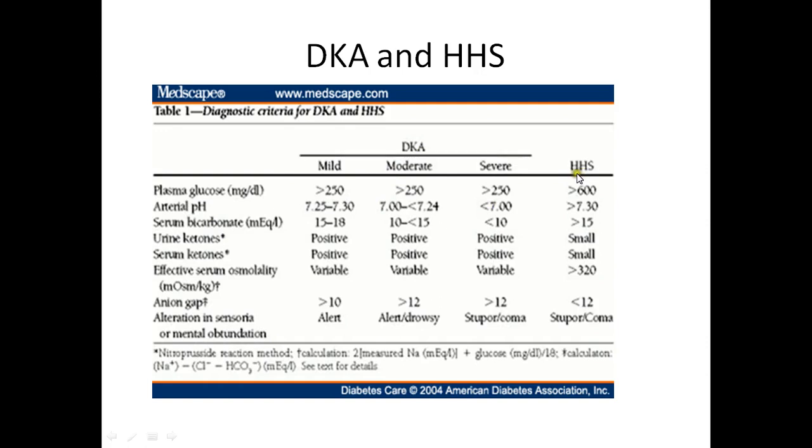In HHS, this is hyperglycemic hyperosmolar state, as the name says, so the glucose levels are more than 600. pH is more than 7.3, that is, it is normal. Bicarbs are normal. Ketones are not usually raised. They are low in urine and serum. And as I said, it is hyperglycemic hyperosmolar, so the osmolality here will be more than 320. That is how you calculate osmolality.